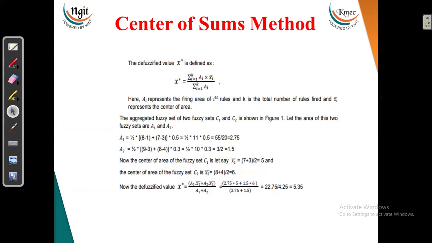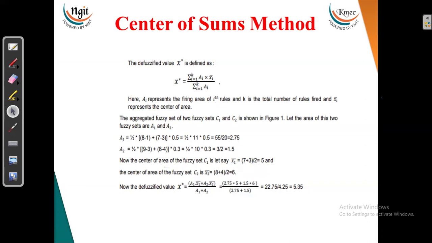Done. Now, if I substitute here, all of you see here, A1 into x1. A1 is your 2.75, into the center of area of this particular C1, which is 5, plus here it is 1.5 into 6, divided by A1 plus A2. What is my A1? 2.75 plus 1.5. So I'm getting 5.35. Okay.